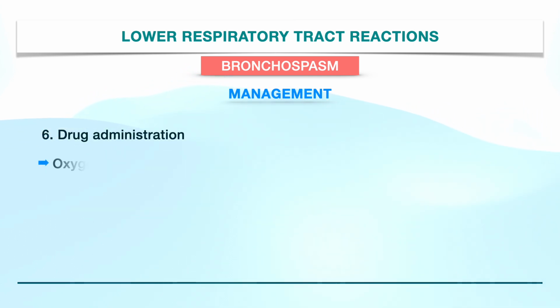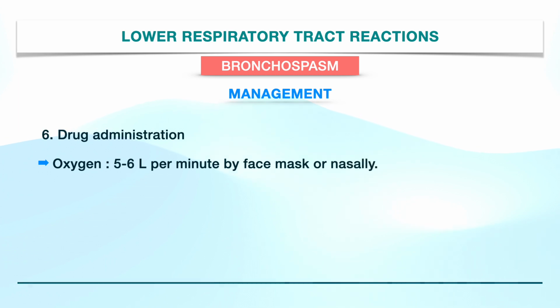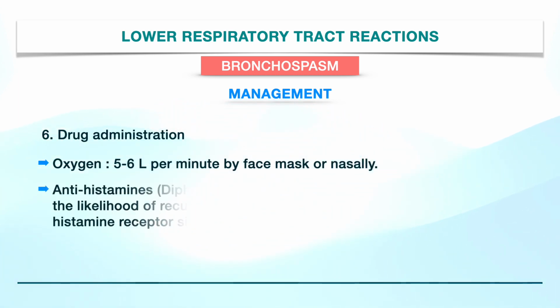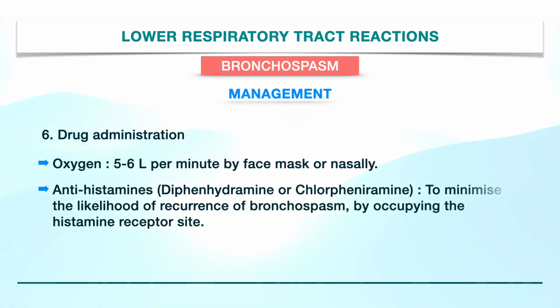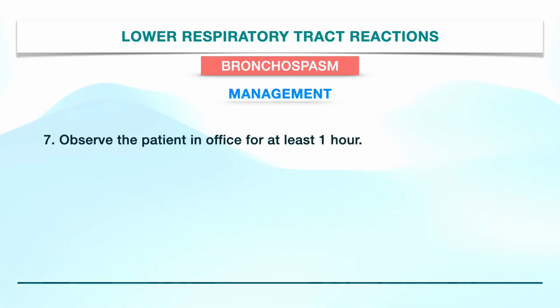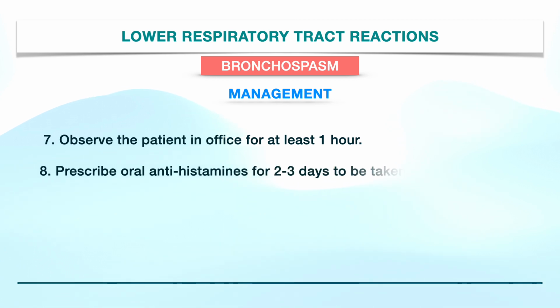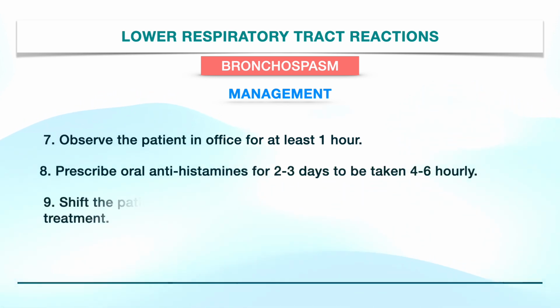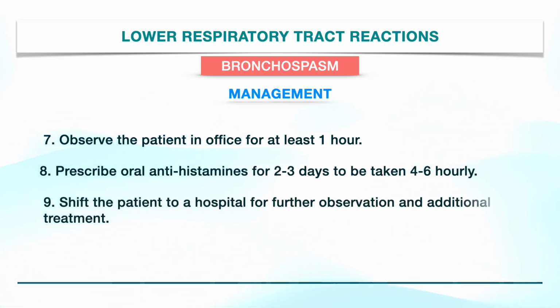Oxygen is administered at a rate of 5 to 6 liters per minute by face mask or nasally. Antihistamines such as diphenhydramine or chlorpheniramine are recommended to minimize the likelihood of recurrence of bronchospasm by occupying the histamine receptor site. The patient should be observed in office for at least 1 hour. Oral antihistamines are to be prescribed for 2 to 3 days and the patient should be shifted to a hospital for further observation and additional treatment.